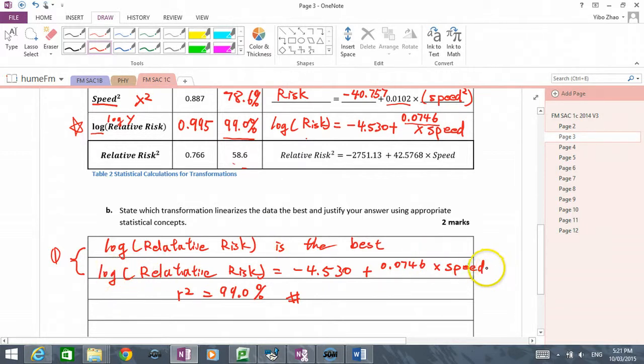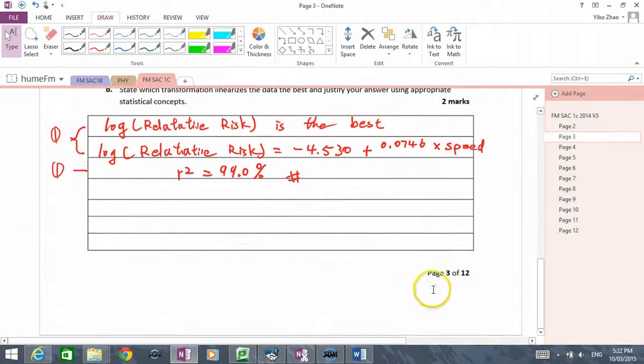Remember, if you don't rewrite the equation down in this form, you won't get that 1 mark. You get the other mark by telling people that the R square of this equation is 99%. This is the reason it's accurate.